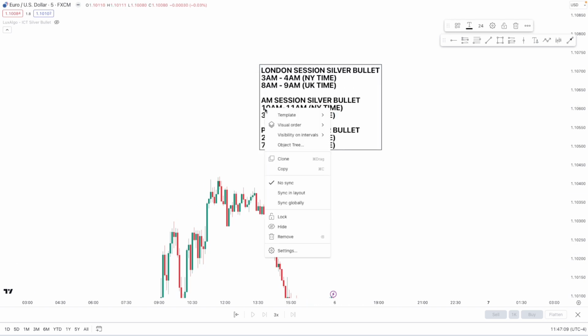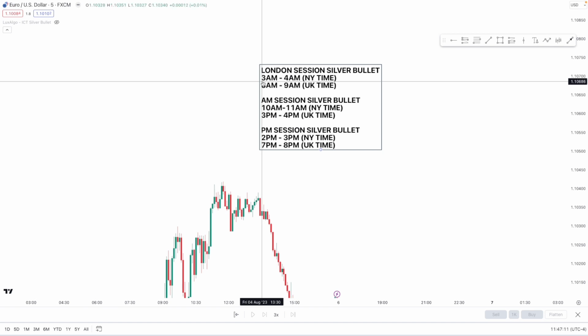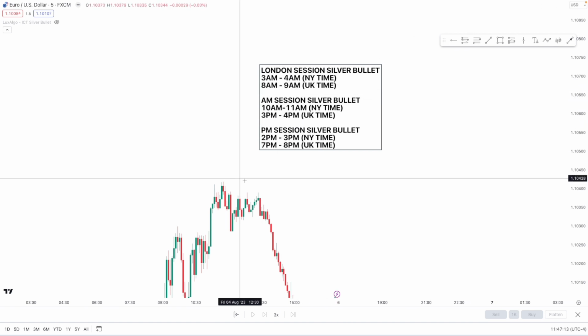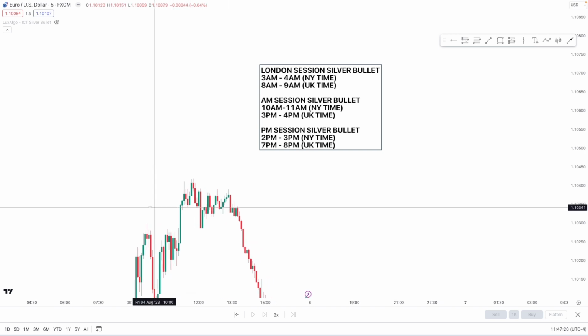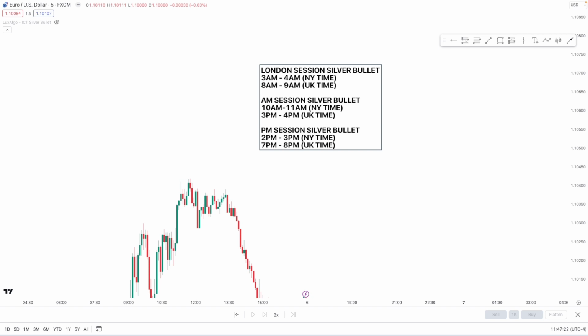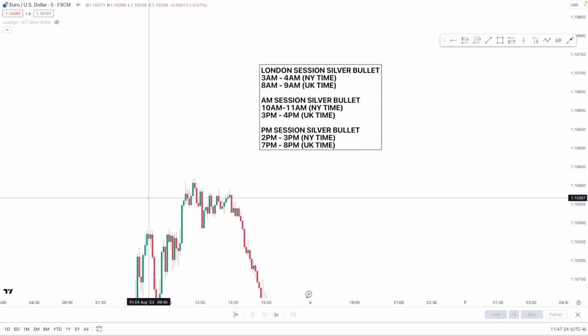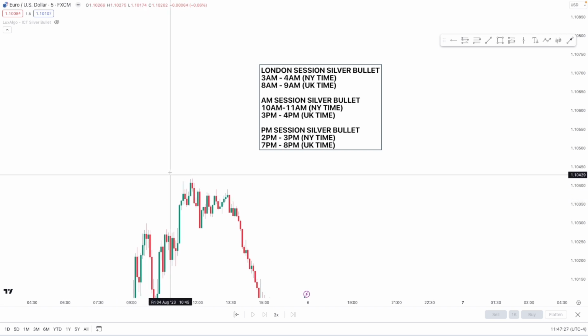So the AM session, London session, and the PM session, 3 a.m. to 4 a.m. All of this, okay. But the indicator marks all of this out for you. So the next thing is the liquidity points where you have to take profit and anything like that. However, the thing is, this indicator marks every little thing out for you. It makes it so much easier.